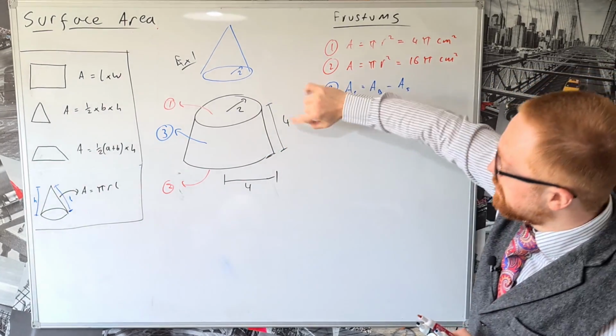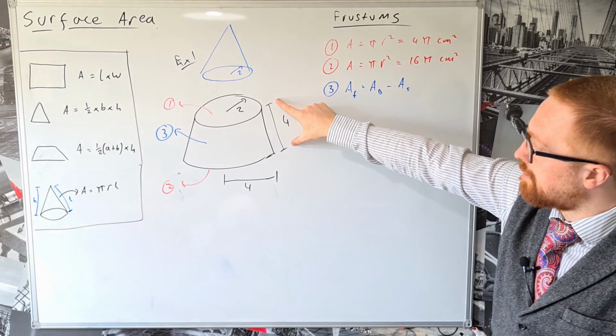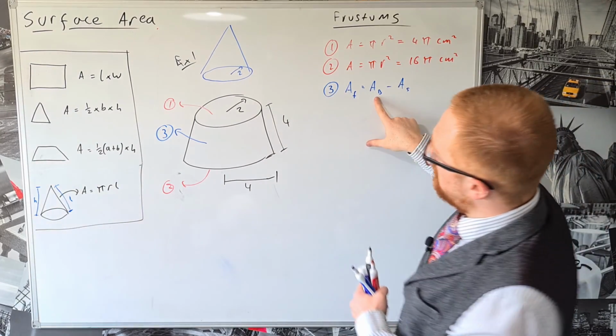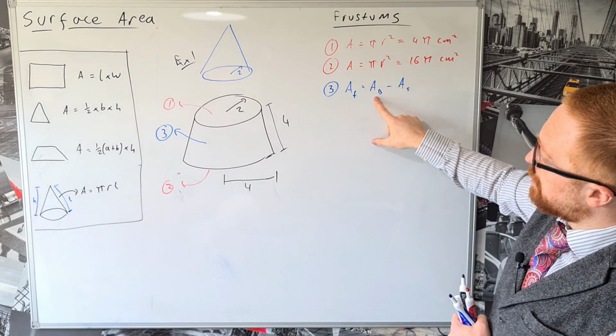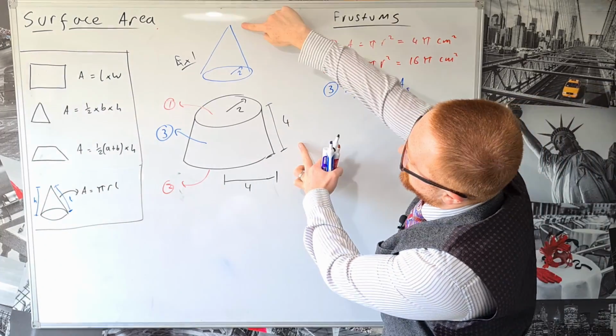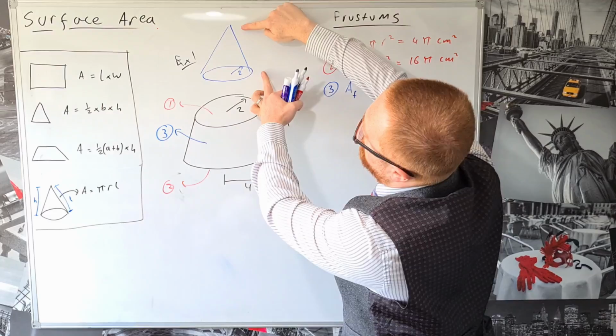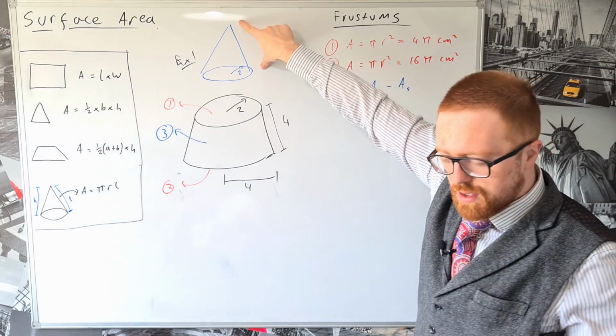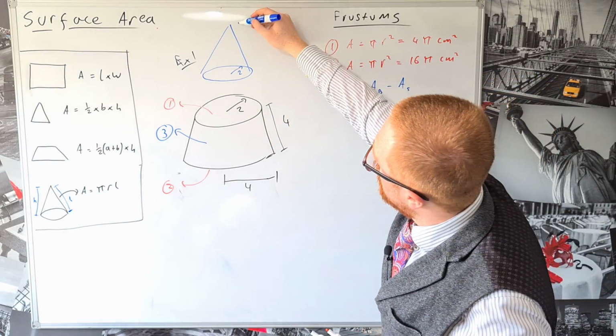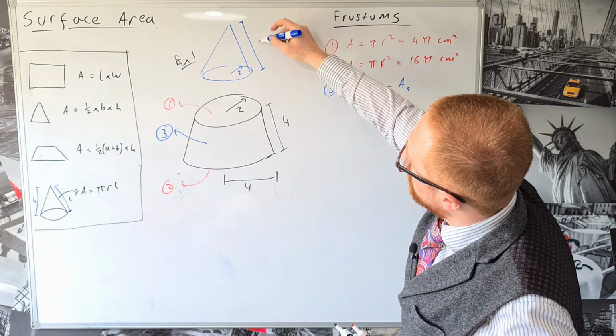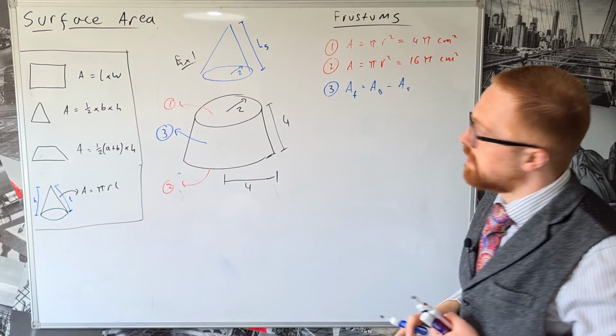Strategies are the same. So if this slant length was 4, to work out this big surface area, or the big curved area, we need the whole slant length. And to work out the small curved area, we need the little slant length. So either way, we need this length here. I'm going to call that L small.